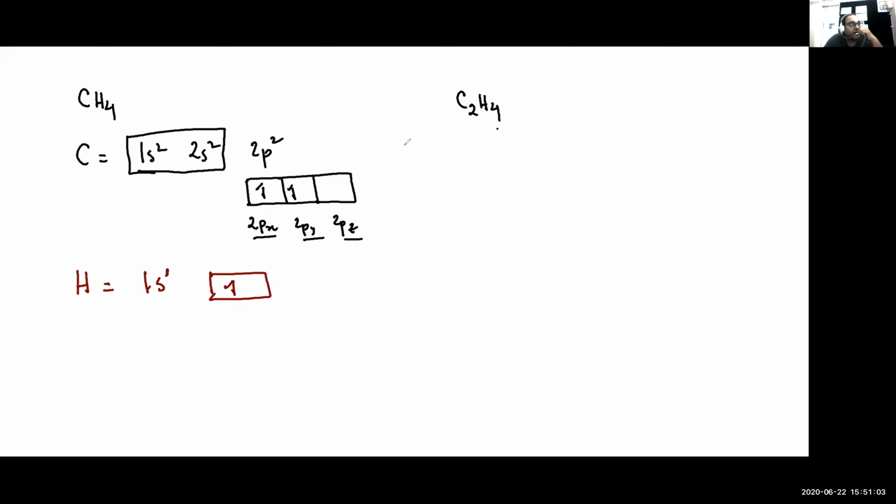Okay. So if you have seen the video properly, you would see that now carbon and hydrogen are going to form covalent bonds, right? And since the first and the second, 1s and 2s of carbon, are already full, they will not be part of bonding.